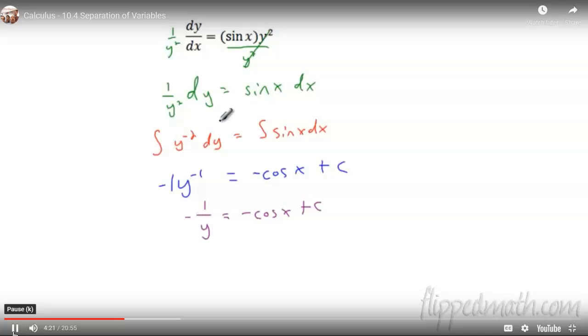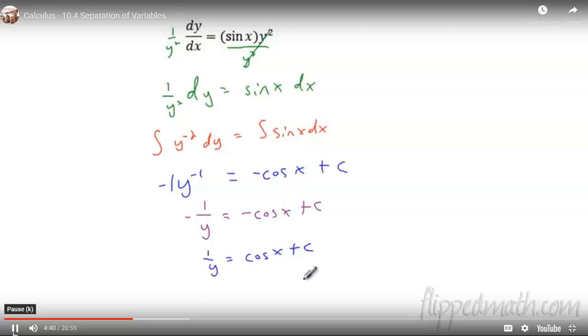So the first thing I would do is multiply both sides by -1. When you do that, this will become positive 1 over y, and that becomes plus cosine x minus a constant. But again, that constant could already be negative. Who knows? We can just put plus c. Love that constant. And then the last thing here is the easiest way I think about these.